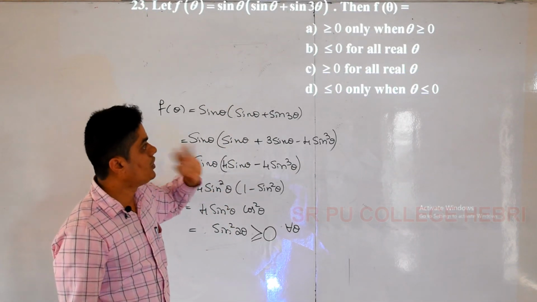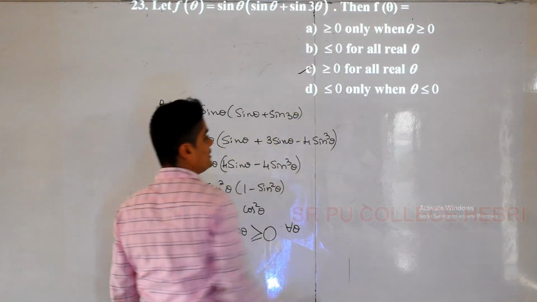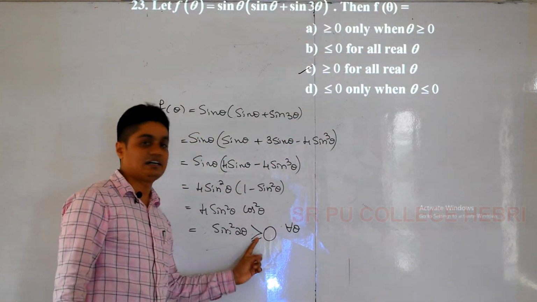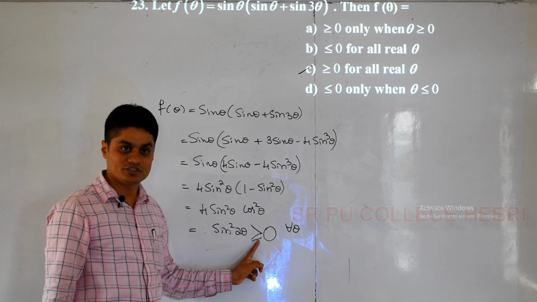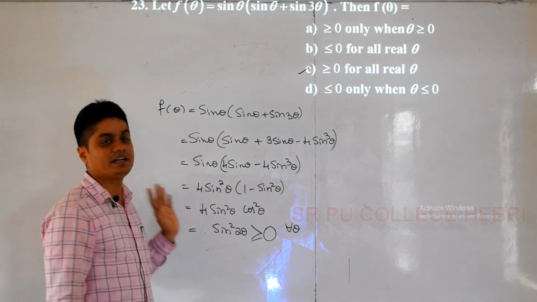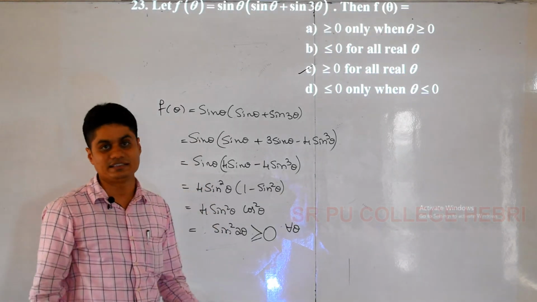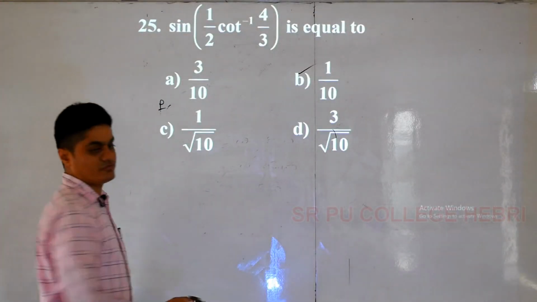Third option, greater than or equal to 0 for all real theta. The third option is possible because it says that it is always positive for every value of theta. Understood? So which is the right answer? Option C. So this is the way you can find out the range of the function. F of theta is nothing but range. I hope you understood.